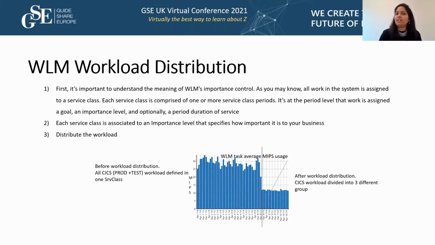So what I can understand from this case is, if you divide this workload, that will reduce the burden on the WLM task. That's why you can see the pattern of the CPU usage is more stable after this WLM change. So just think about that.